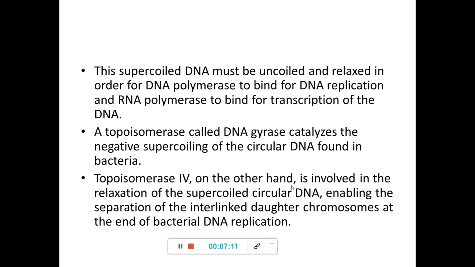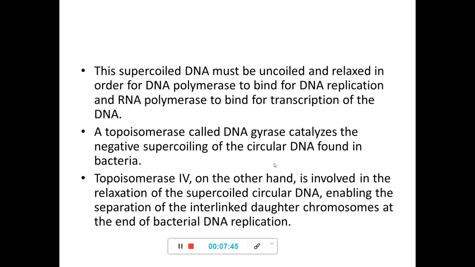This supercoiled DNA now must be uncoiled and relaxed in order for the DNA polymerases to bind for DNA replication and the RNA polymerase to bind for transcription of the DNA. A topoisomerase called the DNA gyrase catalyzes the negative supercoiling of the circular DNA found in bacteria, and on the other hand, topoisomerase 4 is involved in the relaxation of supercoiled circular DNA, enabling the separation of the interlinked daughter chromosomes at the end of bacterial DNA replication.